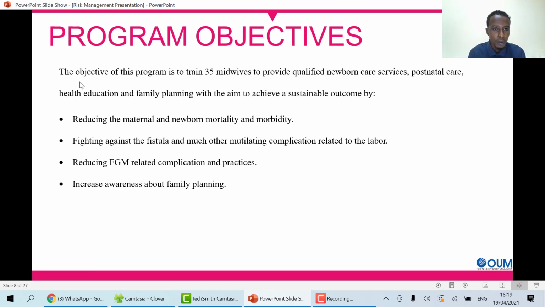Our program objectives. The program objective is to train 35 midwives providing newborn care service, postnatal care, health education, and family planning, which aims to achieve a substantial outcome by reducing the maternal and newborn mortality and morbidity, fighting against obstetric fistula and other complications related to labor, reducing FGM-related complications and practice, and increasing awareness about family planning.